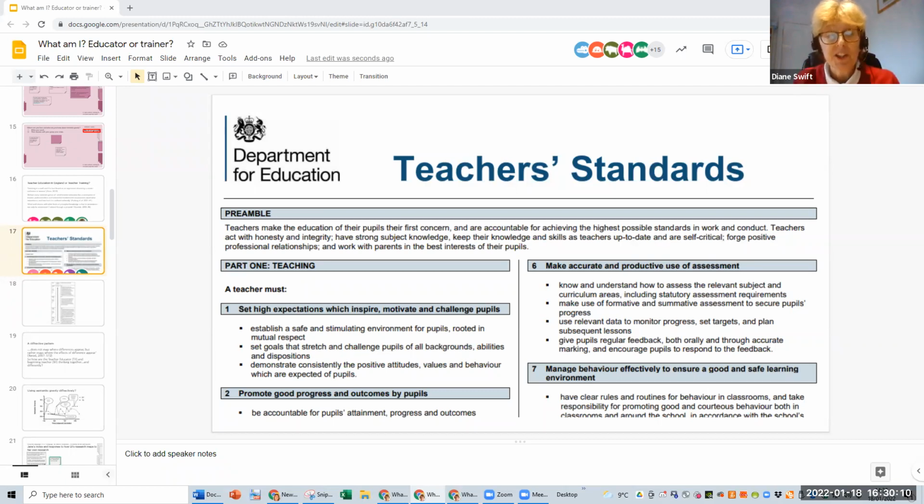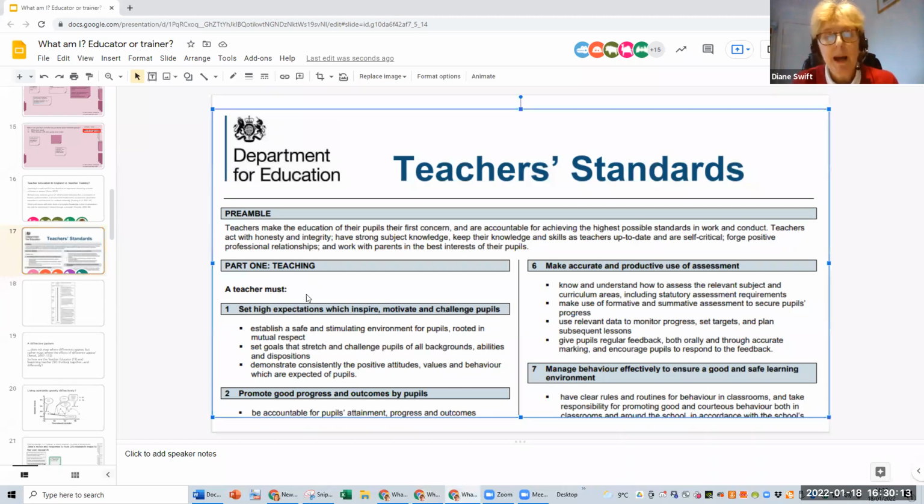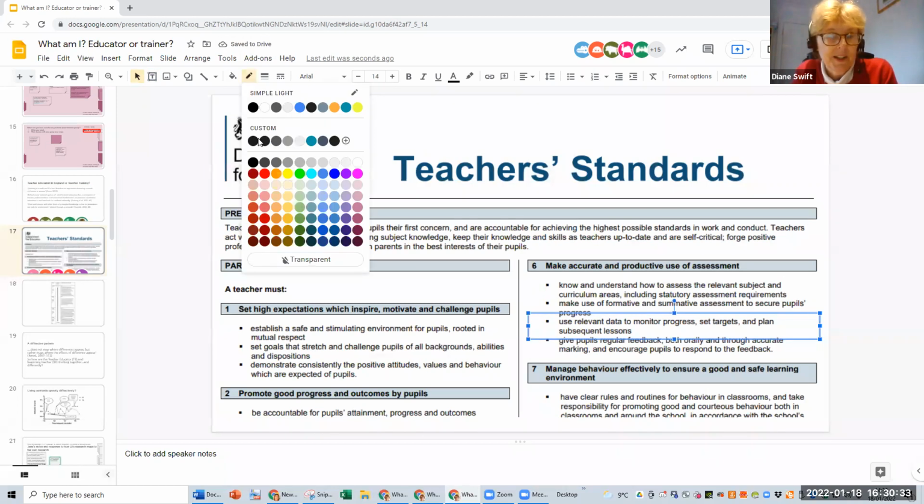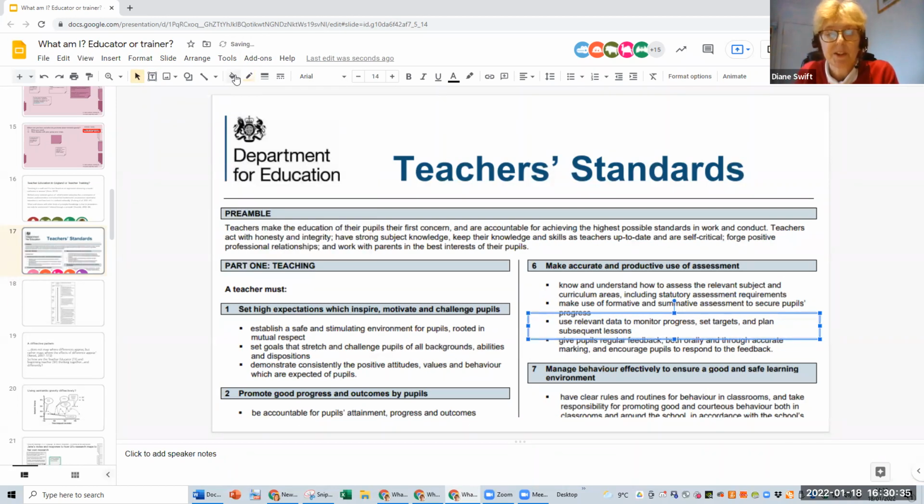If I can draw your attention just to Teacher Standard 6 about making accurate and productive use of assessment, as we look at the screen, the first one in the right-hand column. And if I can take you to the 3rd bullet point there. One of the things a teacher needs to do is use data to monitor progress so that they can set targets for subsequent lessons. So a beginning teacher needs to evidence that.